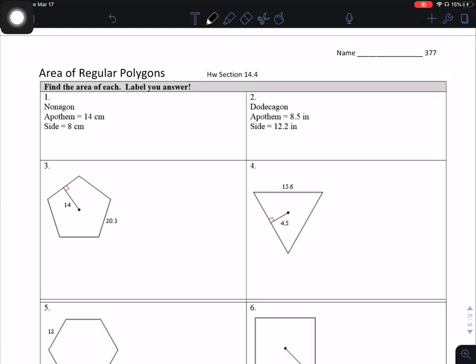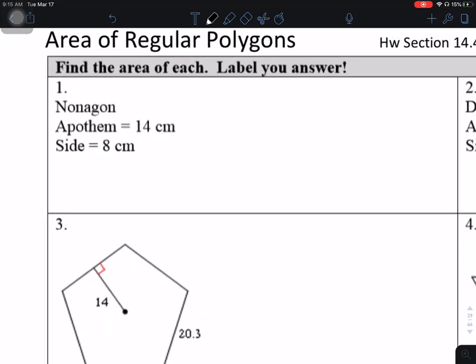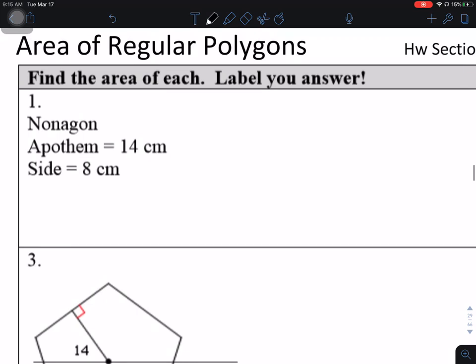This is geometry, homework section 14.4, area of regular polygons. Find the area, label your answer. It's a nonagon.